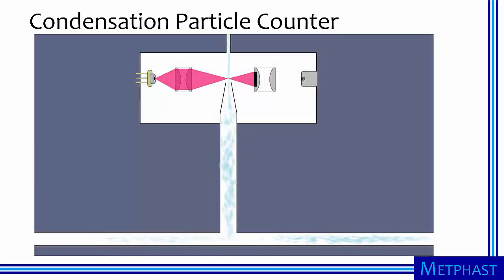Taking a look inside the device, particles are pulled into an inlet. A portion of those particles are passed through to a detection region. This detection region is similar to a photometer in that scattered light is detected. However, the light scattered by nanoparticles is so small that it is undetectable with a photomultiplier tube.